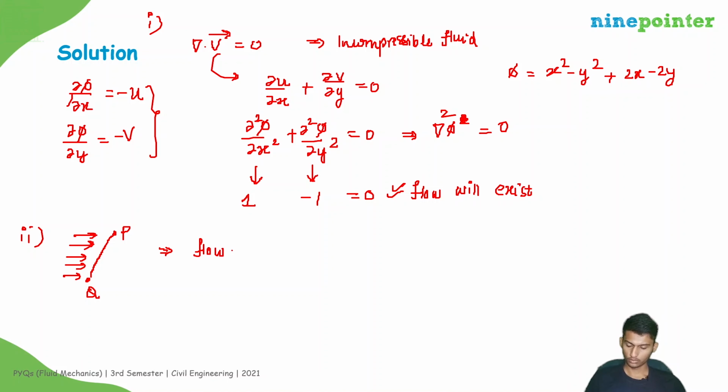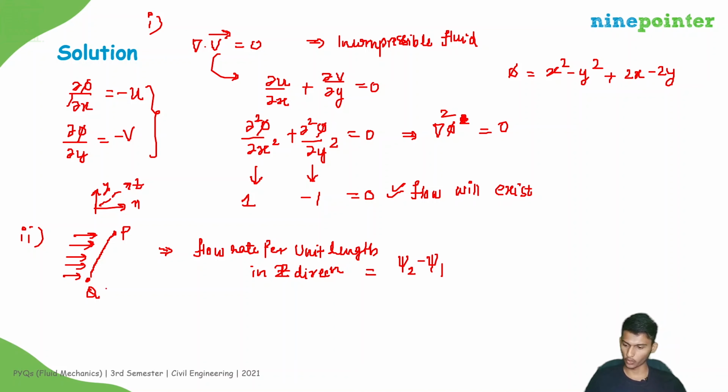flow per unit length. Suppose this is the yx coordinate system, then z is into the plane of the paper. The flow per unit length in the perpendicular z direction will be given by psi 2 minus psi 1, where this point is 1 and this point is 2. So what is psi? Psi is the stream function.